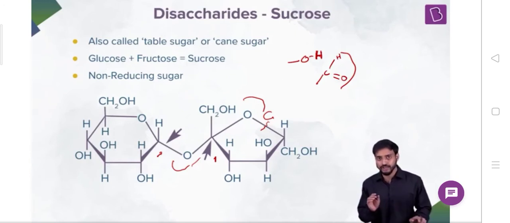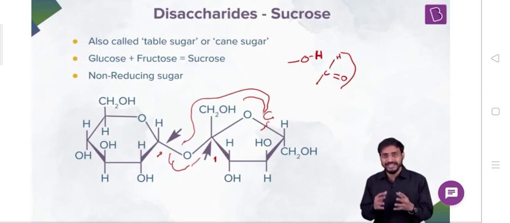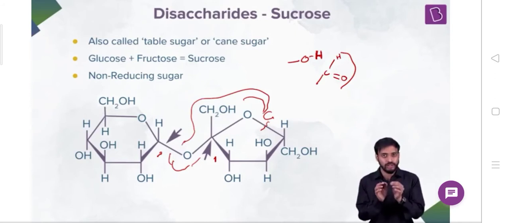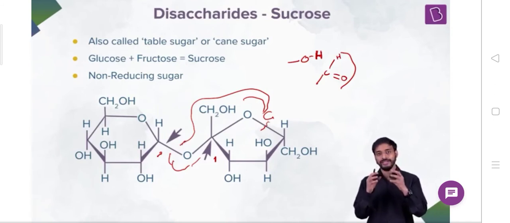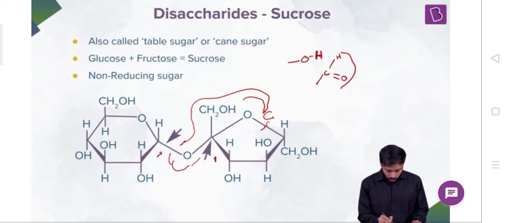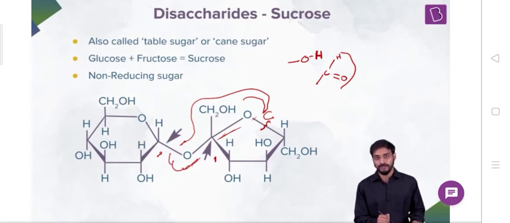It seems that it will break, but it is not breaking because this whole group here, when you talk about resonance and all, you will understand in more molecular detail in your chemistry classes, but just understand right now that this bond formation, when it is joined, this whole portion is involved. So the breakage of this bond would not happen, and hence it would not result in the formation of what? The free aldehyde or ketone group. So it's a non-reducing sugar.